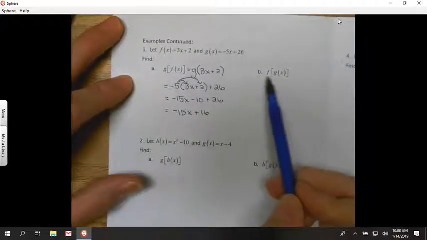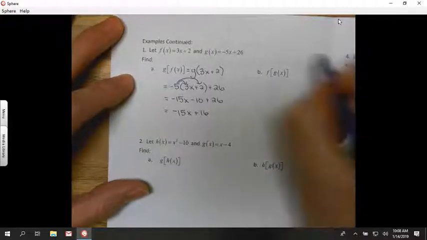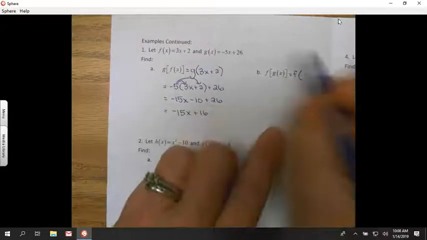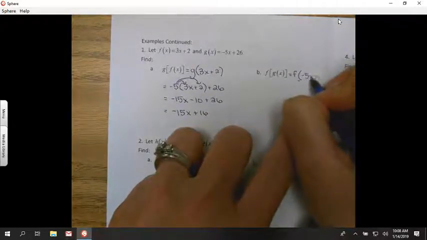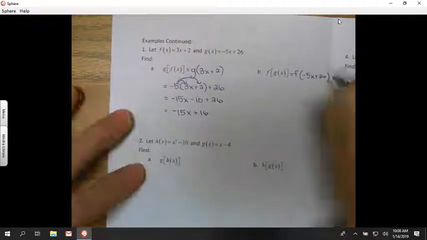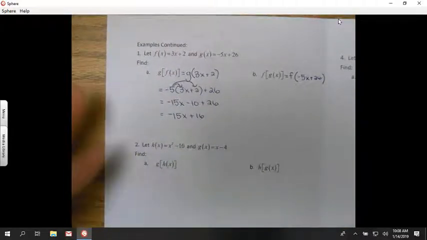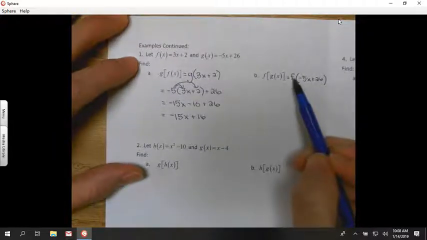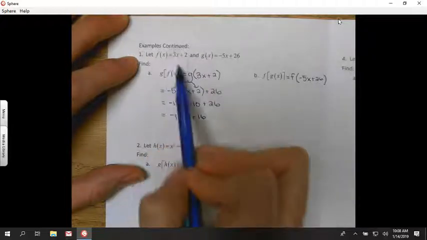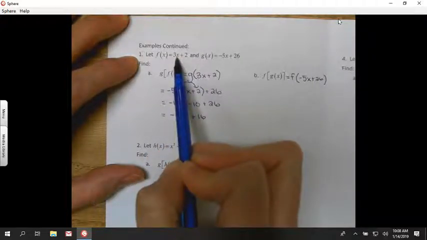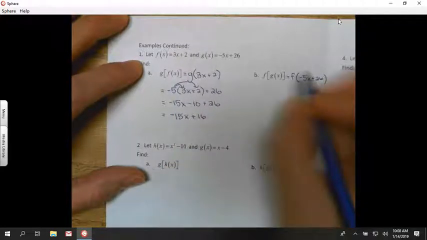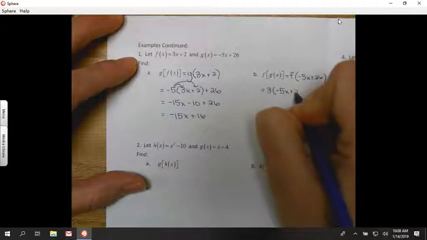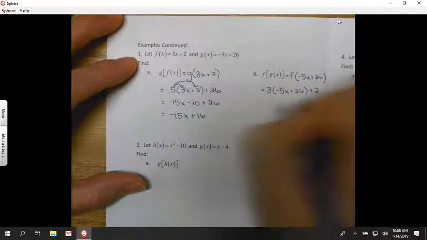On B, it's saying f of g of x. So now we're reversing these. We're saying f of, and what is g of x? Negative 5x plus 26. The concept is still the same. We're just plugging it in to the other equation. So this time, anywhere in my function f that I have an x, I'm going to replace it with the negative 5x plus 26. So 3 times negative 5x plus 26, and then plus 2.